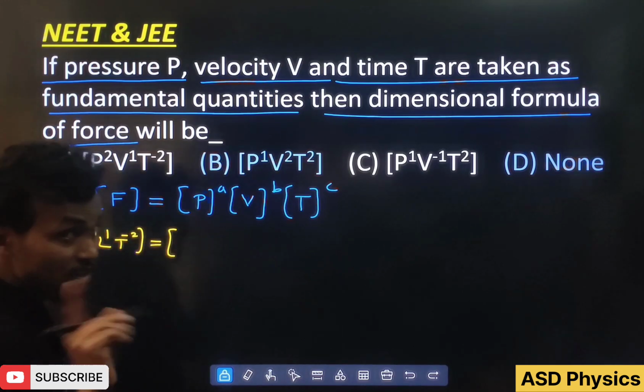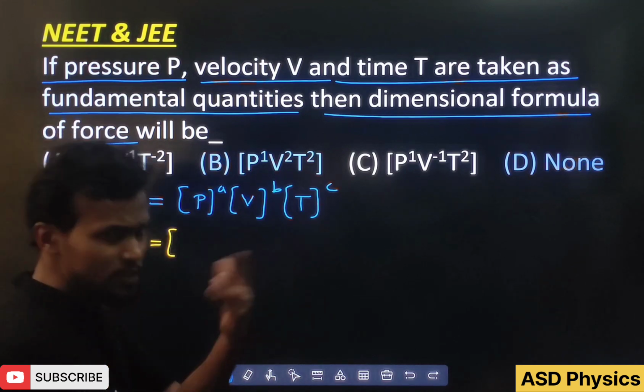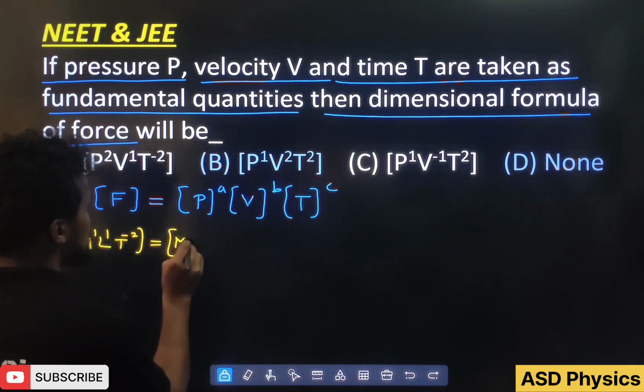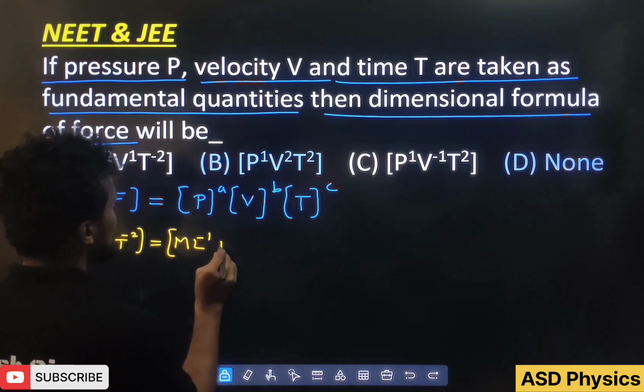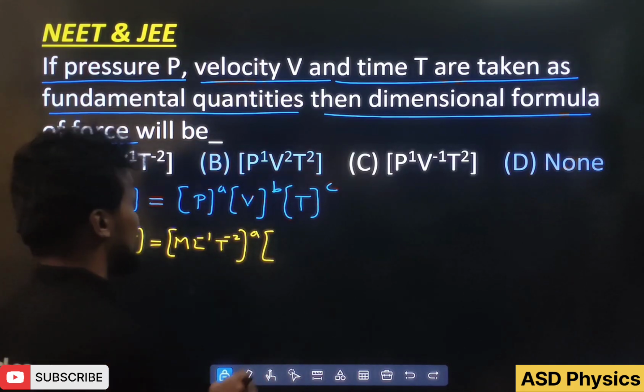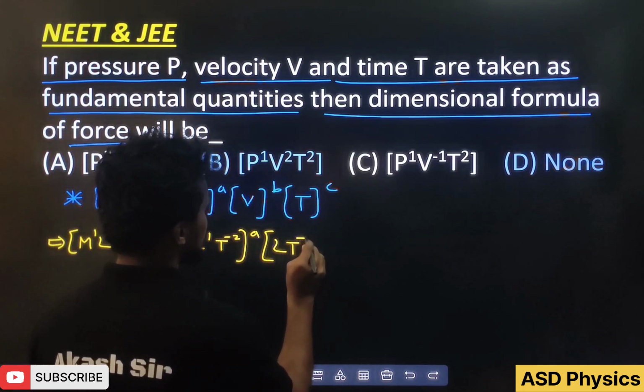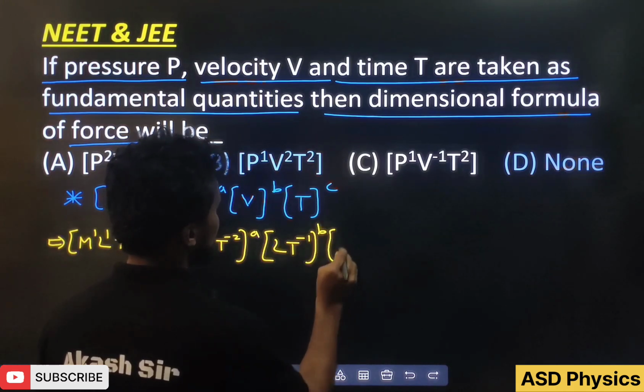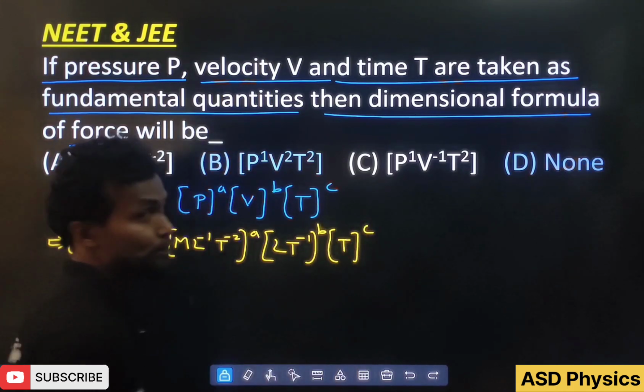Pressure, as we have done before, means force by area, and area means L square. So force by area gives M L power minus 1 T power minus 2, whole power a. At least this we should remember, otherwise it will become tough. Velocity means L T minus 1 whole power b, and time means T power c.